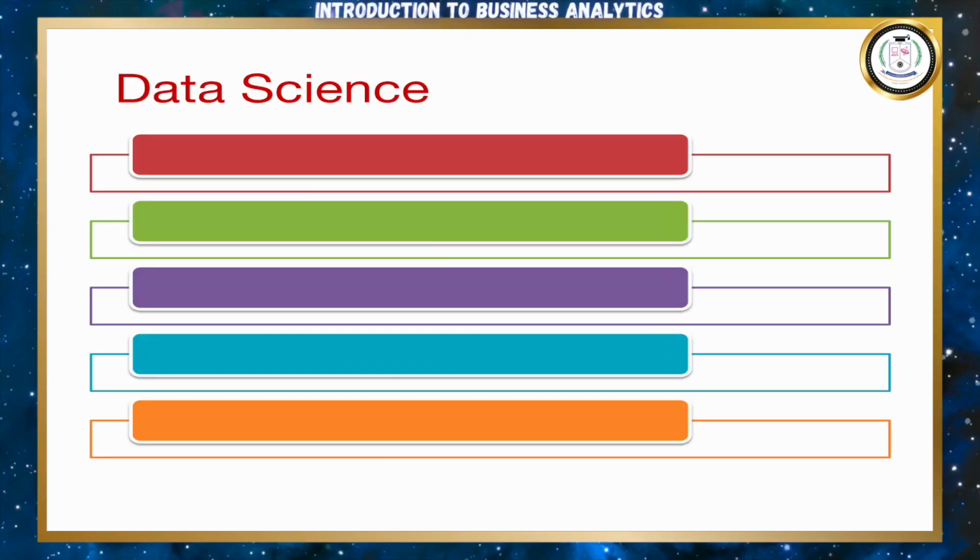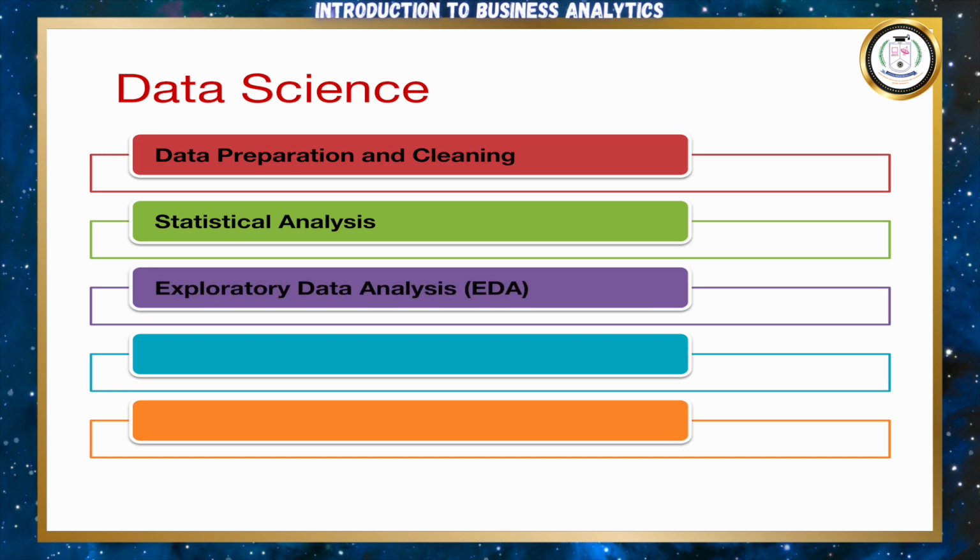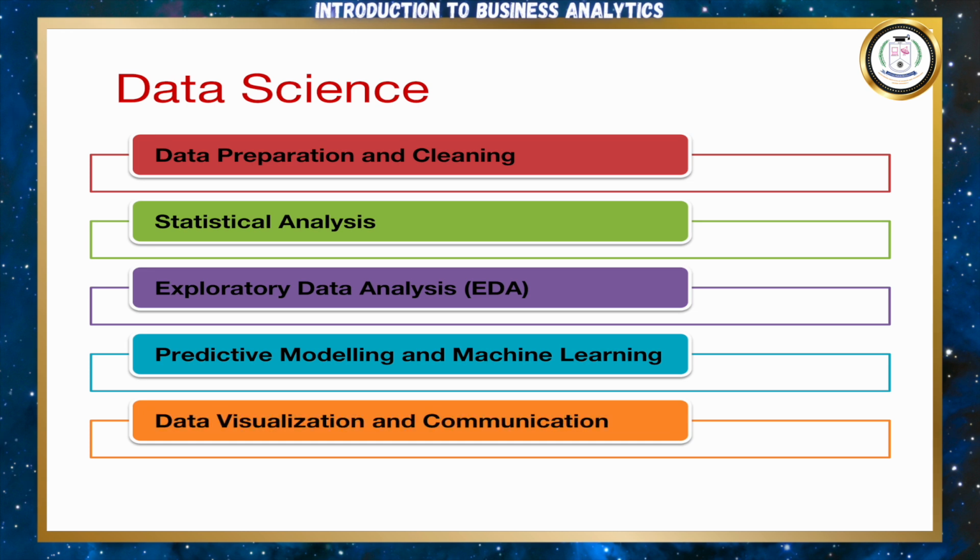The last component is data science. In this, starting with the first subcomponent, it is data preparation and cleaning. Second one, statistical analysis. Third one, exploratory data analysis. Fourth is predictive modeling and machine learning. And the last one is data visualization and communication.